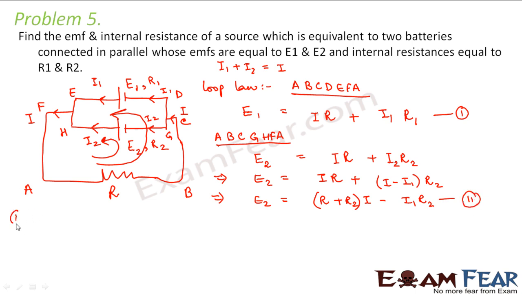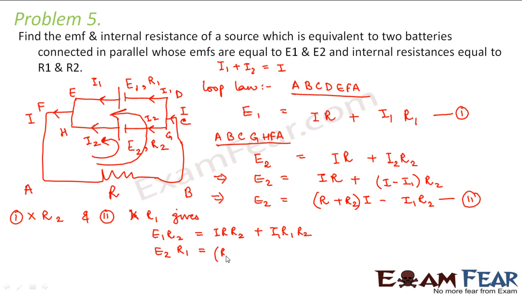So now what I do, I multiply equation 1 with R2 and I multiply equation 2 by R1. So what do I get? I get E1 R2 is equal to IR R2 plus I1 R1 R2, and another equation E2 R1 is equal to R plus R2 into R1 I1 minus I1 R2 R1.